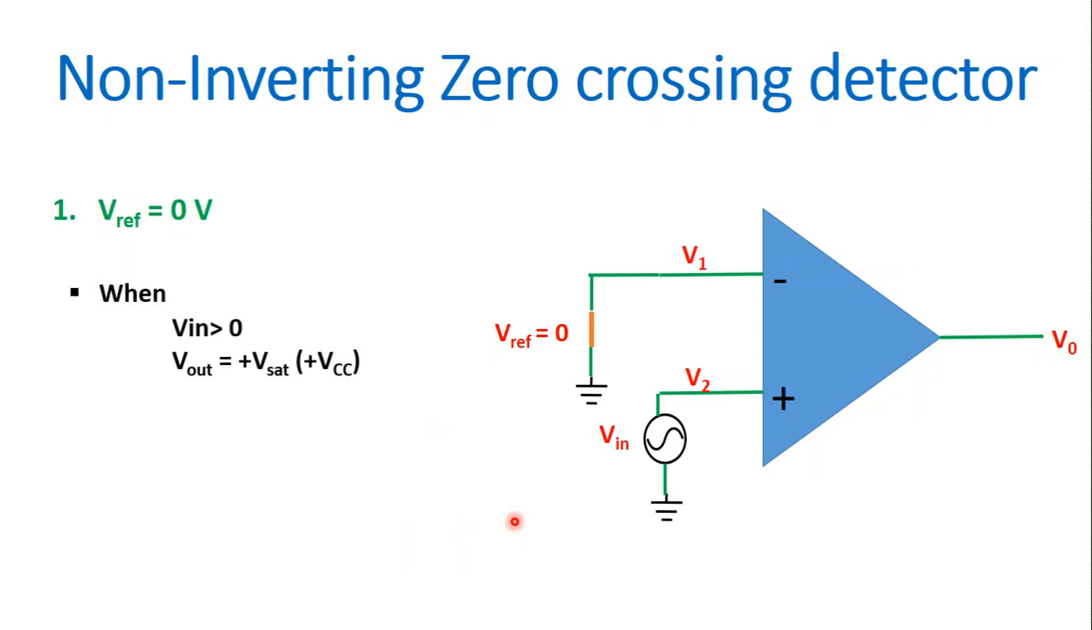Second condition is when Vin greater than 0, we have output voltage plus V saturation or plus VCC. Again, we find out Vd is equal to V2 minus V1. We have Vd is equal to Vin minus 0 since V1 is 0 here. So, we get Vd is equal to positive since Vin is greater than 0. So, output voltage will also be positive. So, output voltage is equal to plus V saturation.